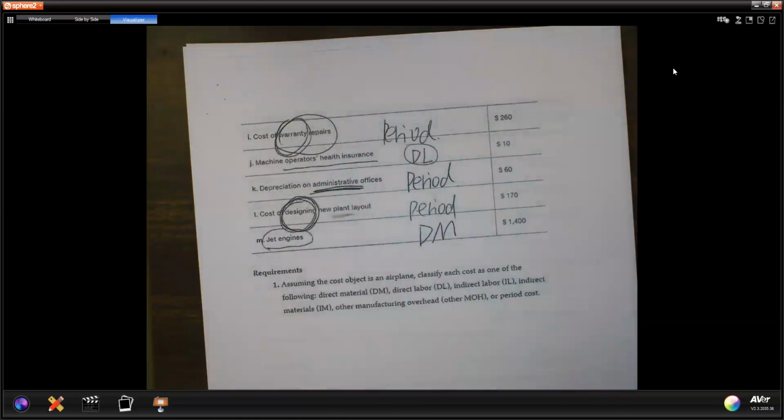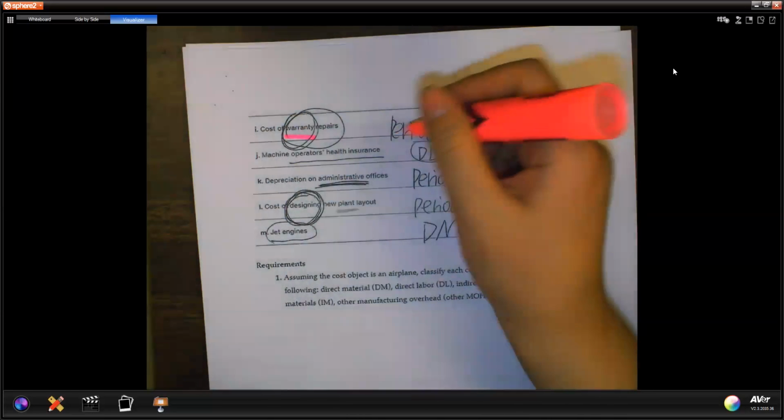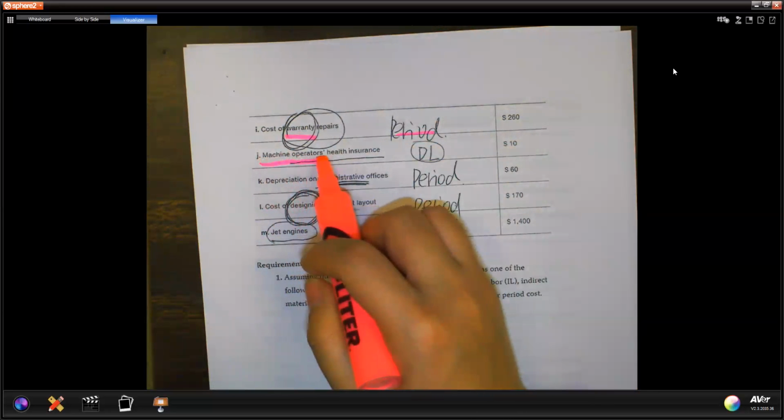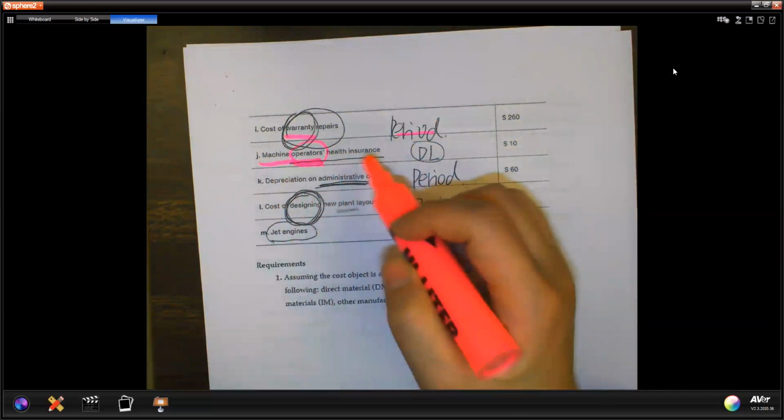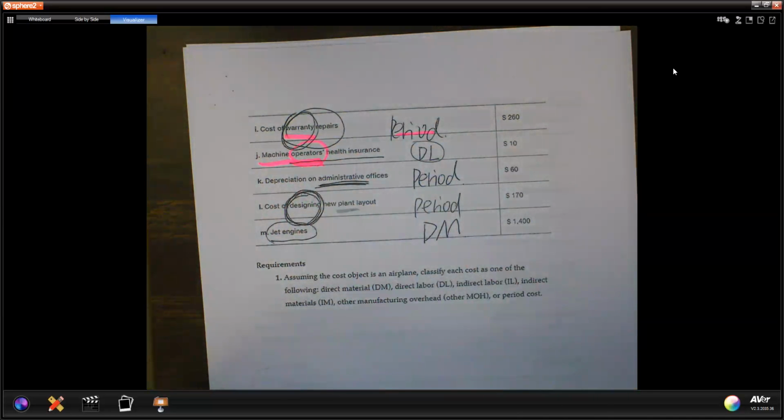Oh, we are almost there. Sorry, I'll just finish it if you don't mind. Cost of a warranty will be our period cost, right? Machine operators, so machine operators' health insurance. That's your direct labor, everything related to your direct labor, not just their salary, but also insurance and benefits, that's direct labor. Depreciation on administrative, that's period.